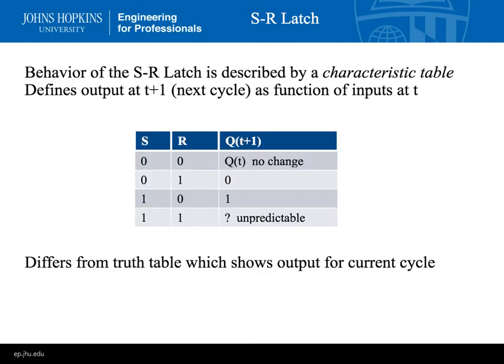So this is sequential logic, and instead of a truth table, we have a characteristic table. Once we have inputs, we're saying it's an input at time t and an output at time t plus 1. If they're both 0, it just continues with whatever it was. If you hit the reset, it's going to go to 0. If you hit the set, it's going to go to 1. And if they're both 1, I don't know how you did that, and we don't really know. It's undefined.